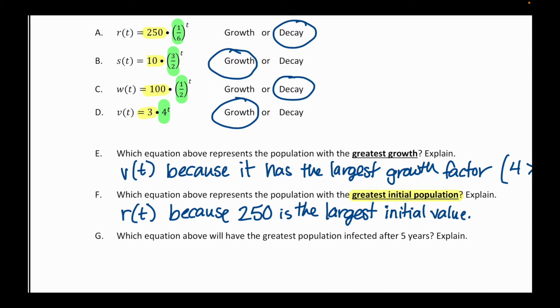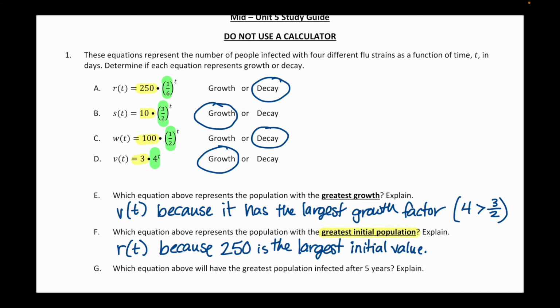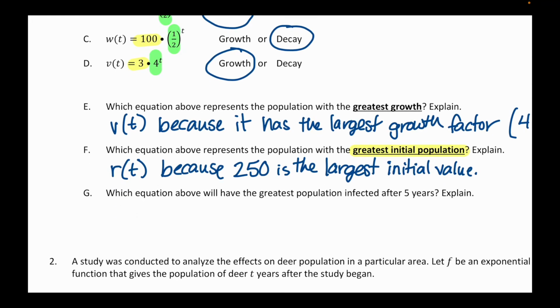And then the last part of this one is which equation above will have the greatest population infected after 5 years, and explain. Even though 2 of these represent growth, so we're going to have some of them decaying and some of them growing, this answer is actually going to be V of t. It's going to be the one with that largest growth factor. And the closest other one is not really going to come closer. So you would say V of t.